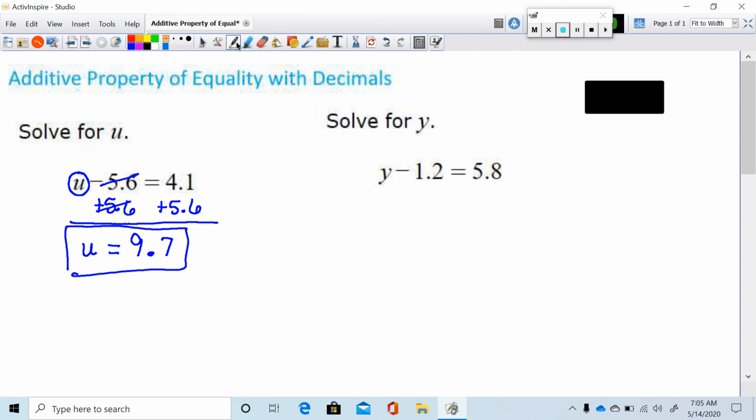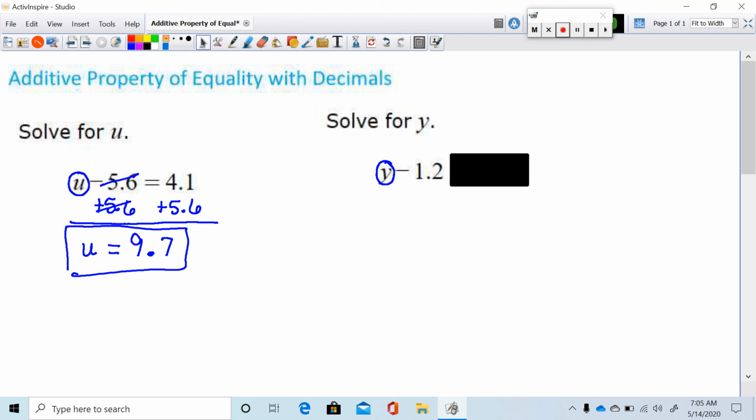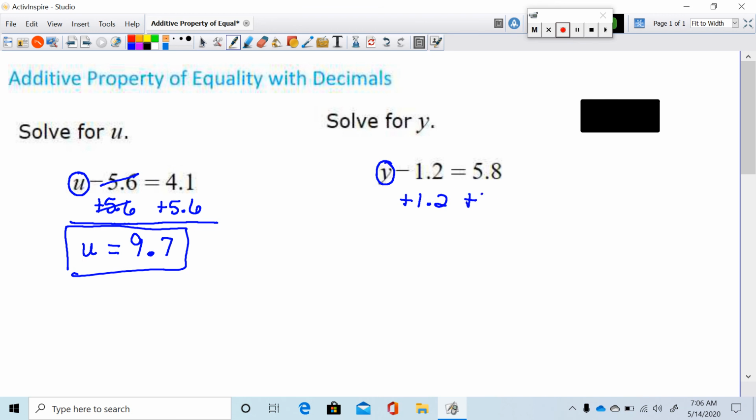Okay, so again, what I did, on this one I'm solving for y. That means you want to get rid of anything that's on the same side of the equal sign as that y. So we need to get rid of subtracting 1.2. Well, the opposite of subtracting 1.2 is adding 1.2. So I'm going to add 1.2 to both sides. Bring down the letter, opposites cancel, bring down the equal sign.